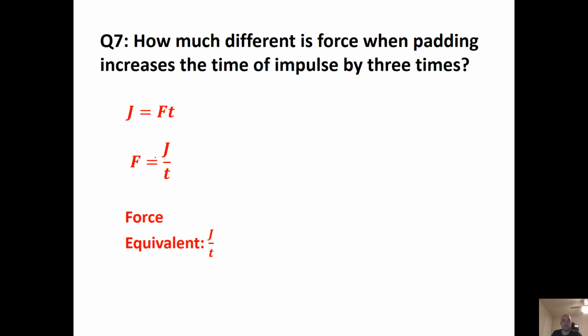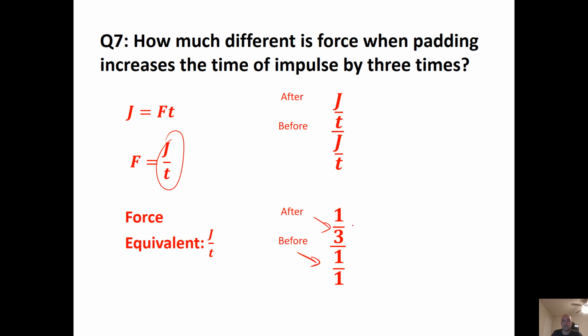We're going to have to find the equivalent. In order to find the equivalent, we have to rearrange this for force, and you saw that initially. So rearrange this for force, you divide by time, divide by time. The equivalent of force is impulse over time. So we're going to put impulse over time over itself, and we're going to plug in ones for everything before. The before is right here, the after is right here.